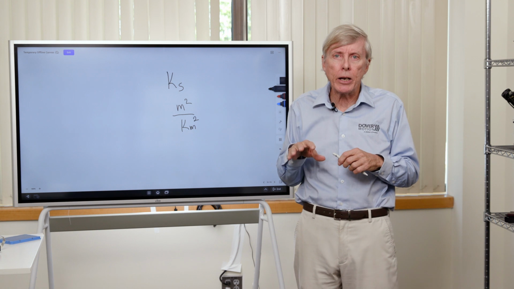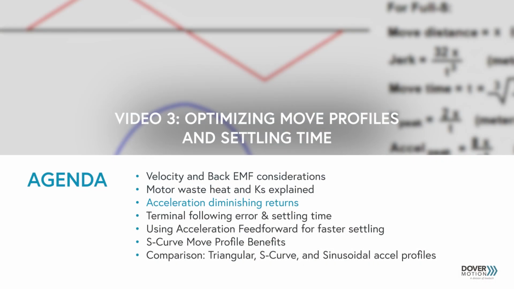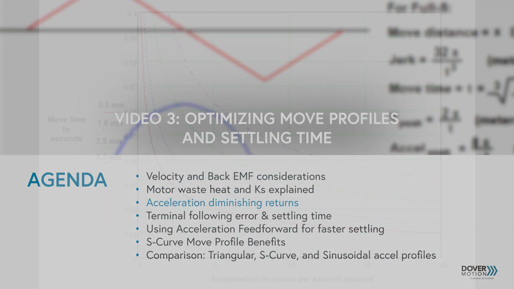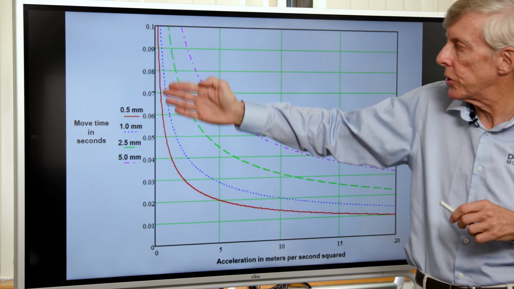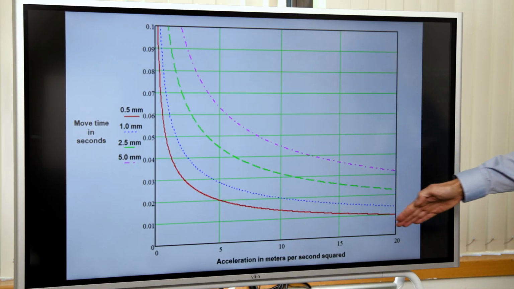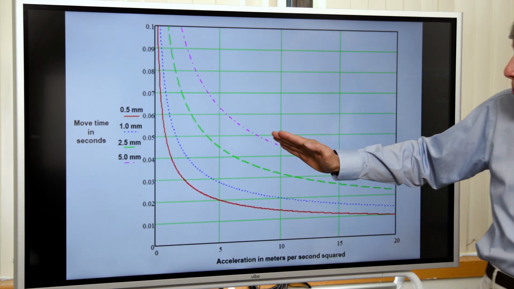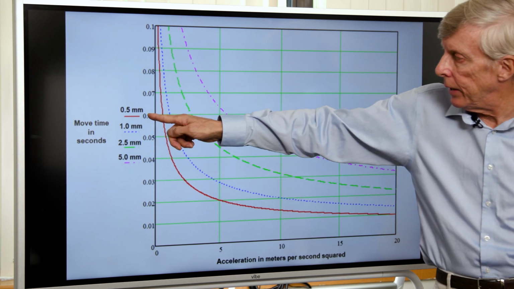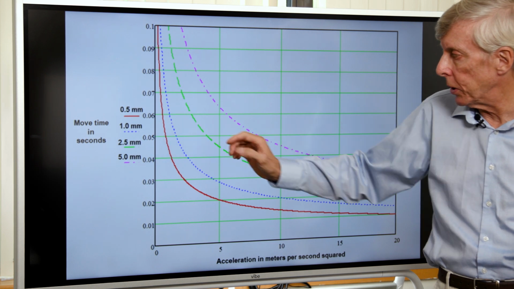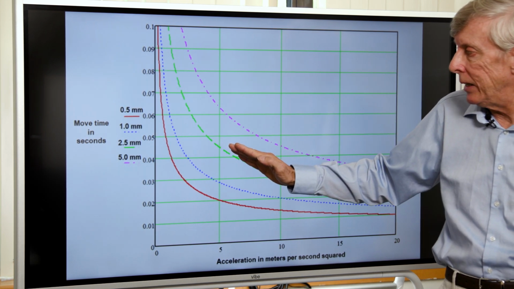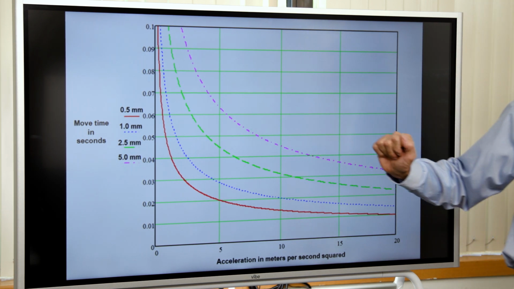However, there are limitations to how much acceleration you can use. In this graph, the vertical axis is the move time in seconds. The horizontal axis is acceleration in meters per second squared. And the various color plots, starting at the bottom, red, that's a move of 0.5 millimeter. The dotted blue is 1 millimeter. The dashed green is 2.5, and the dashed purple is 5 millimeters.